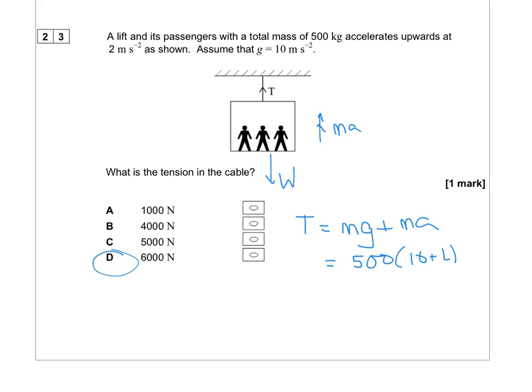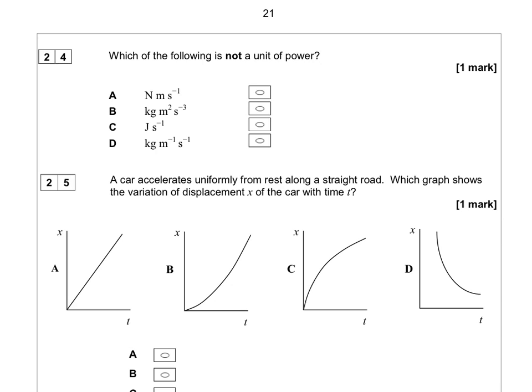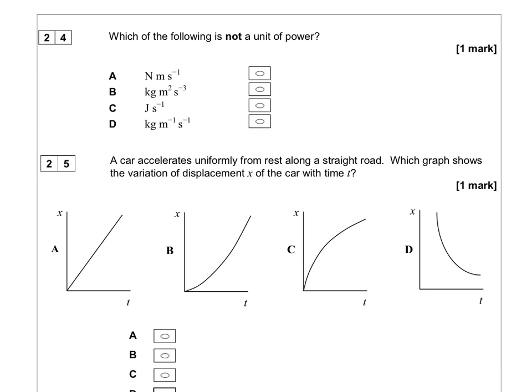Okay, so let's move on to the next one. Which of the following is not a unit of power? So remember, power is a joule per second, and a joule is a force times a distance, so it would be newton meters per second. And remember, a newton is a kilogram meter per second squared, so it's kg m² s⁻³.